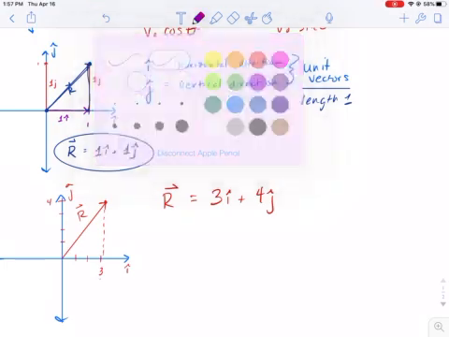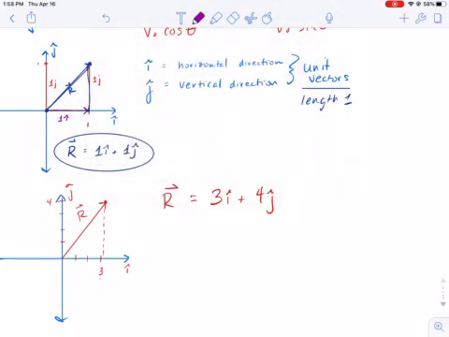Let's say I have another vector. Let's say to this, I were to add another vector. Let's just say that's a 1 by 1 vector.